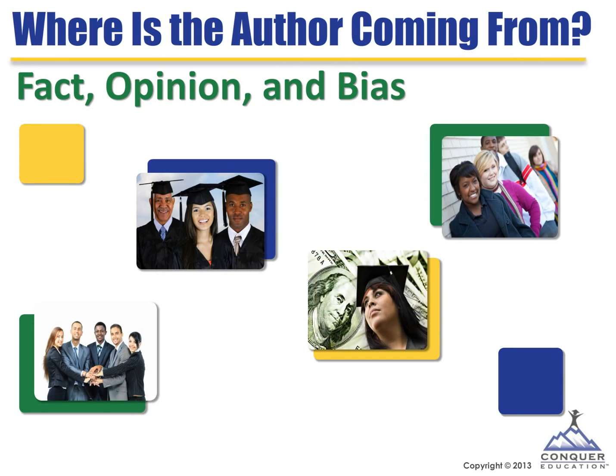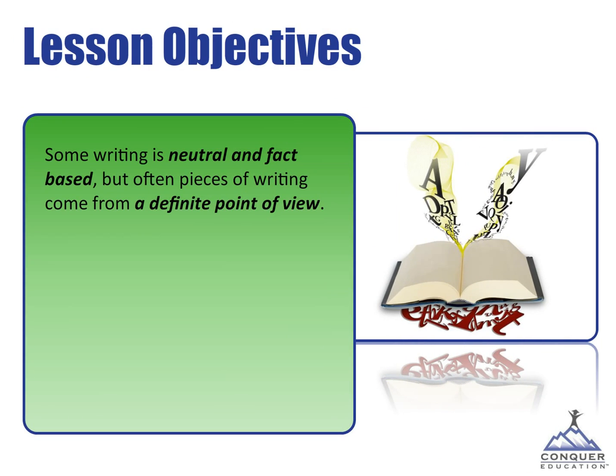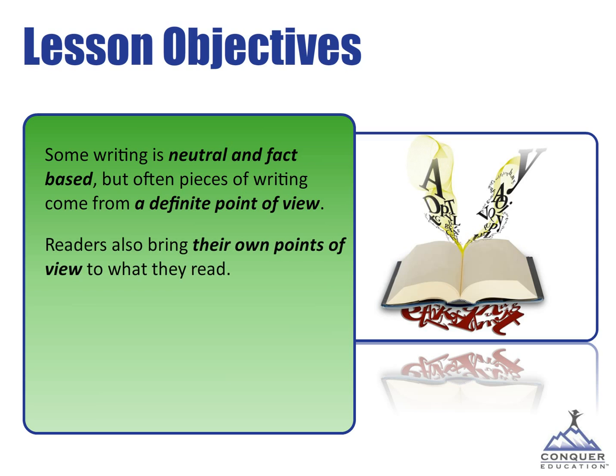Fact, opinion, and bias. Some writing is neutral and fact-based, but often pieces of writing come from a definite point of view. Authors mix their own opinion in with the facts they use to give a slant to what they write. Readers also bring their own points of view to what they read. So, while authors often bring their biases to what they write, readers have their own biases as well.